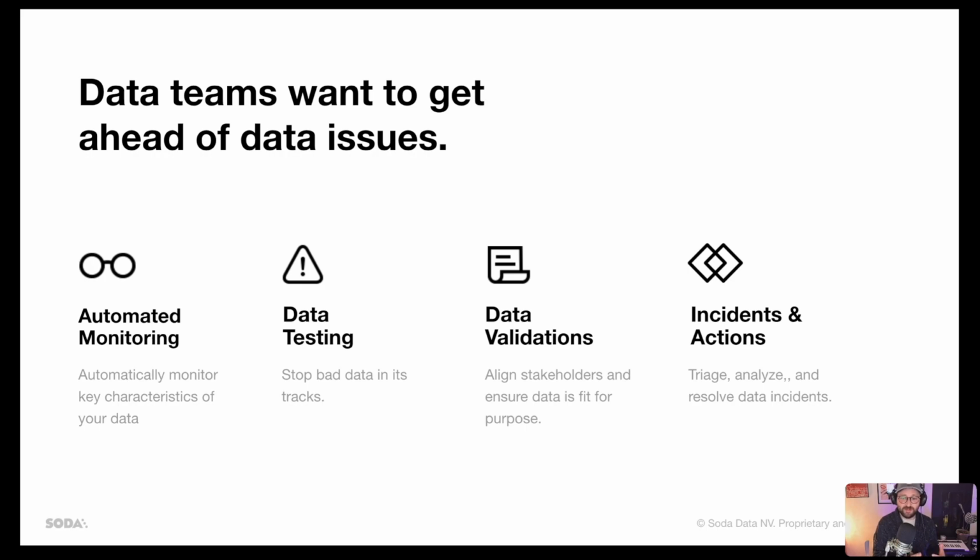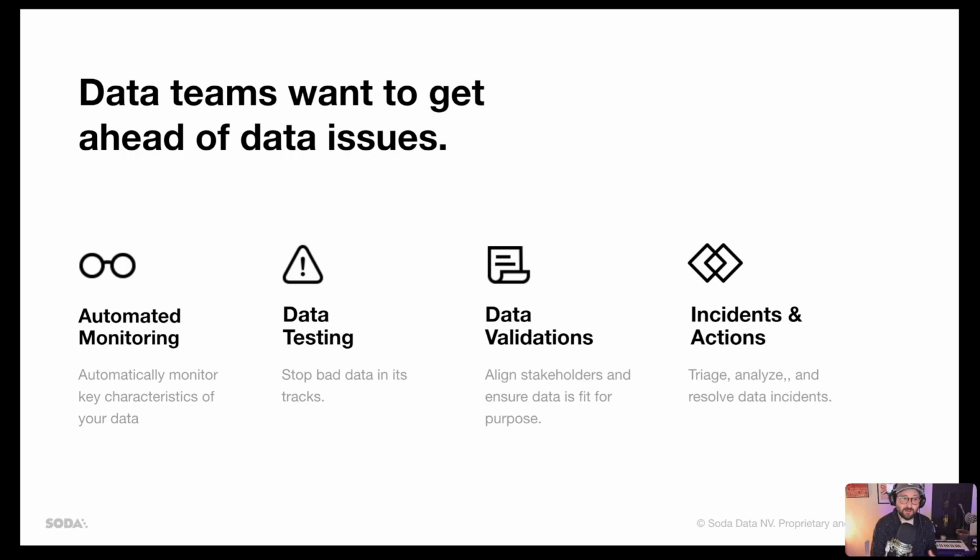The second pillar is data testing. Data testing is testing the data as soon as it flows into your data pipelines, so you can stop bad data from polluting downstream products, such as reporting dashboards on which people make decisions, as well as machine learning products.